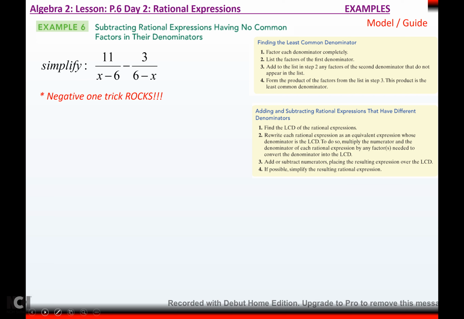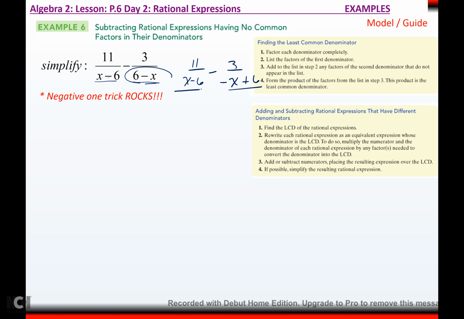Alright, so this one, if you look at the denominators, they almost match. It's just that this one's backwards from this one. I could switch the order on this. I could write 11 over x minus 6 minus 3 over, I can switch the order, but that would be a negative x plus 6. They still don't match. The signs are wrong.